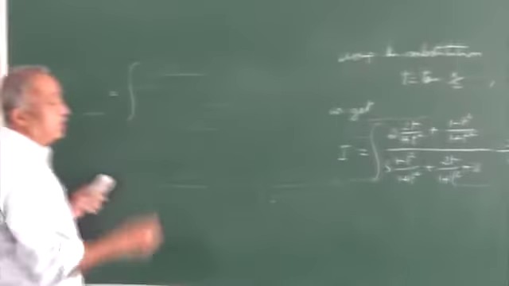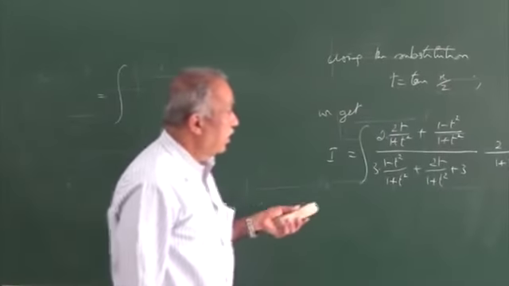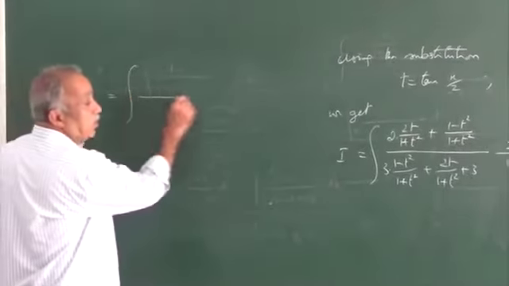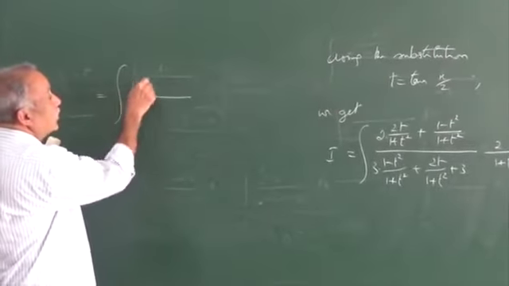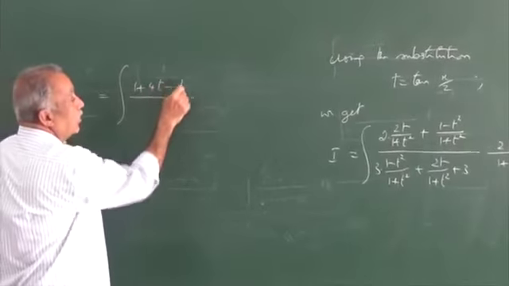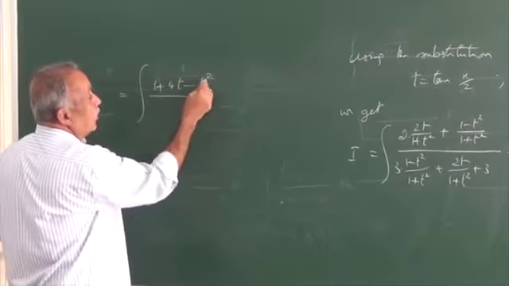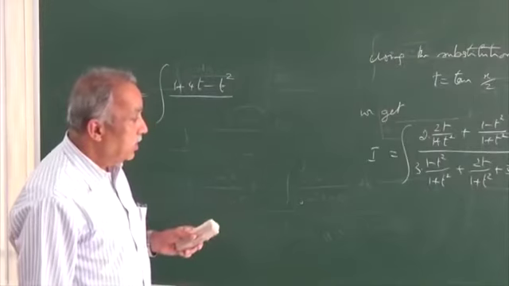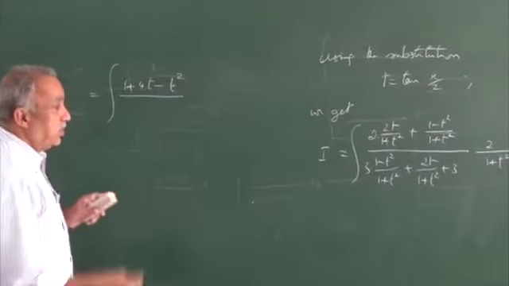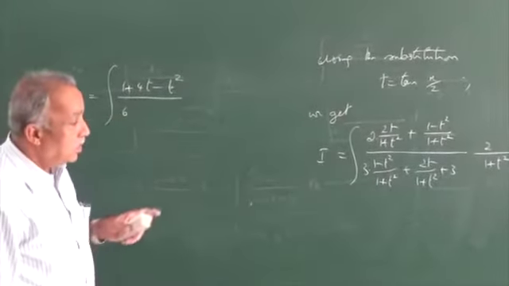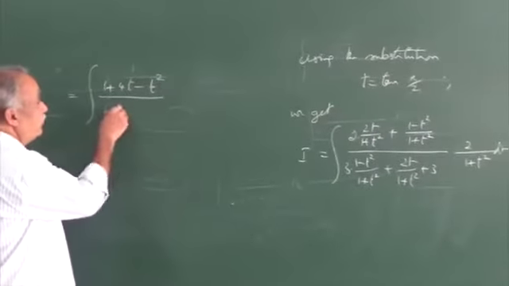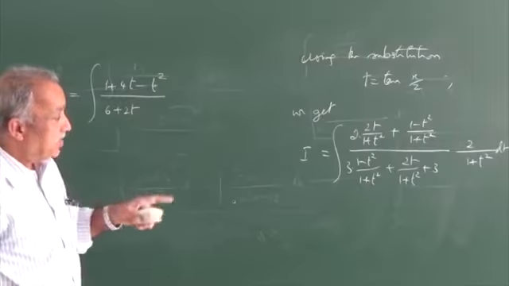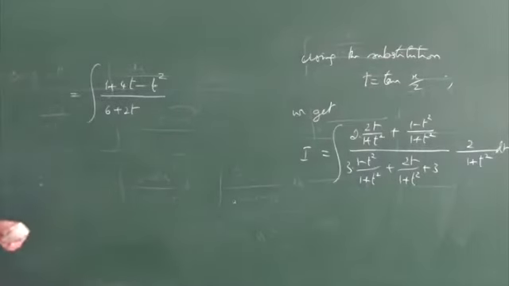Simplification gives us 4t plus 1 minus t square in the numerator. Denominator: 3 plus 3, 6, 2t, minus 3t square plus 3t square cancel.